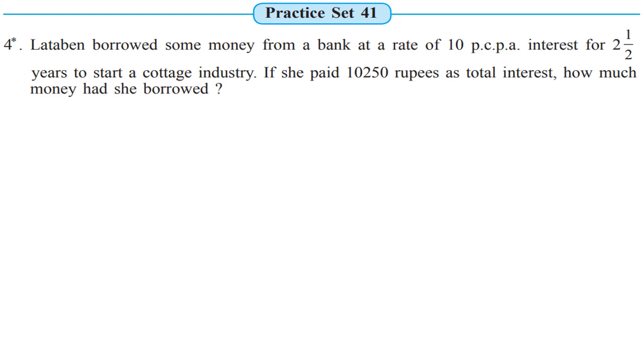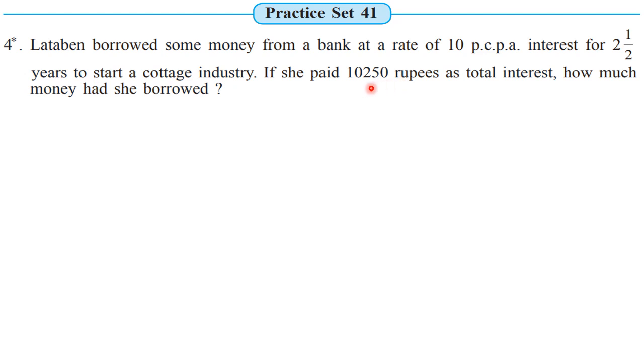Question number 4. Lataben borrowed some money from a bank at the rate of 10 PCPA interest for 2.5 years to start a cottage industry. If she paid 10,250 rupees as total interest, how much money had she borrowed?